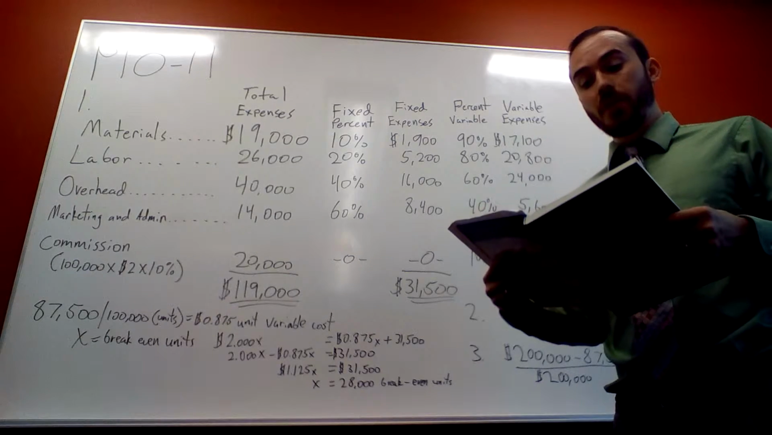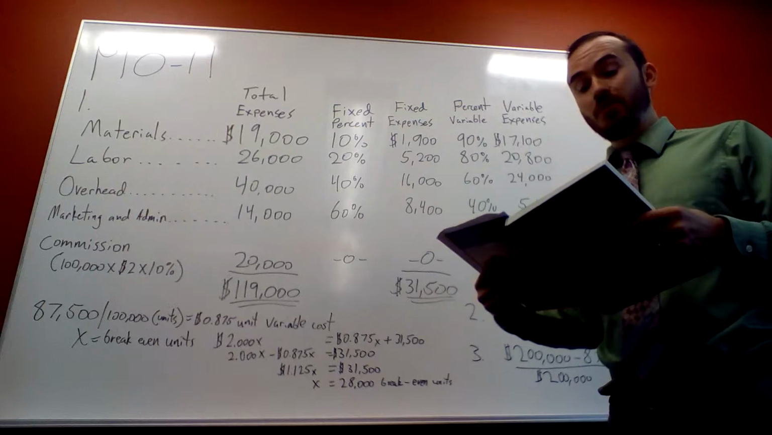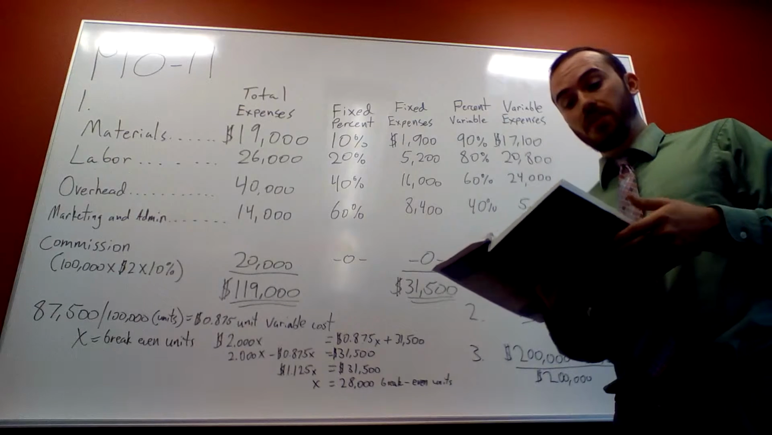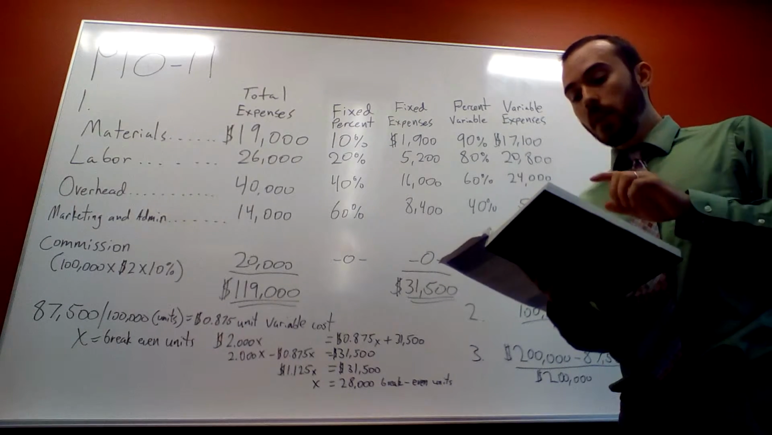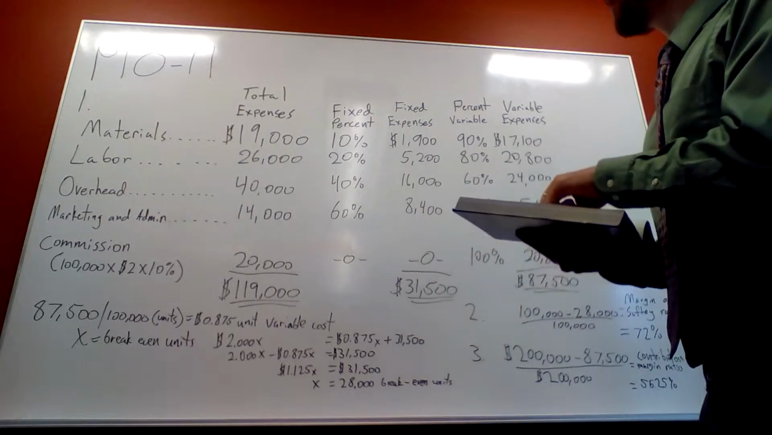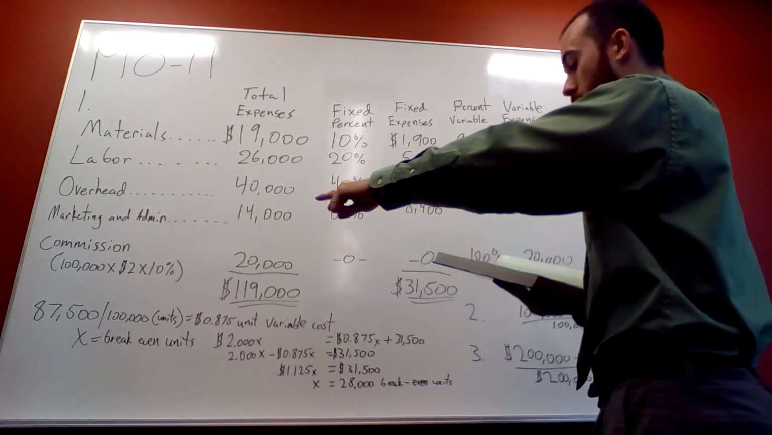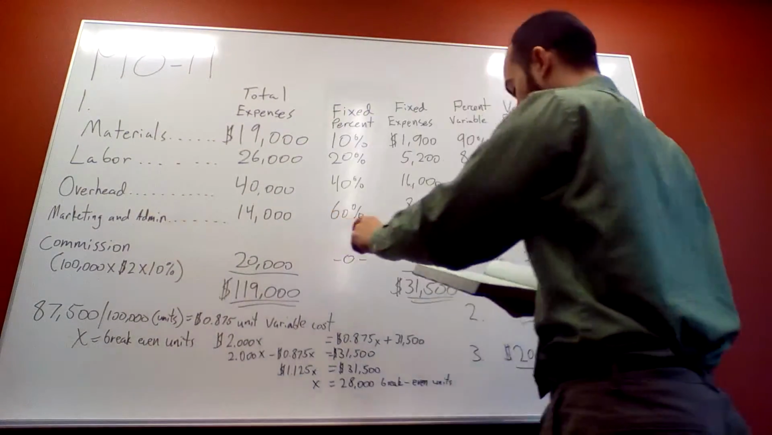Leprechaun Enterprises Incorporated is considering building a manufacturing plant in County Cork, predicting sales of 100,000 units. Leprechaun estimates the following expenses. So, as you can see here, I listed them out: materials, labor, overhead, and marketing and admin, what they think is going to happen.